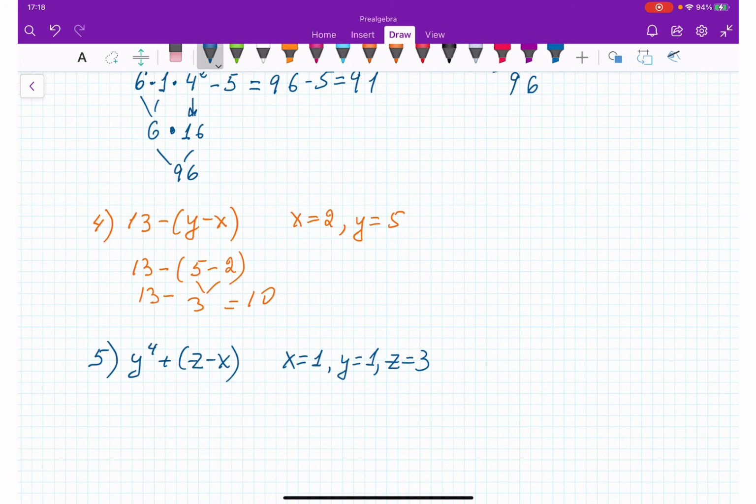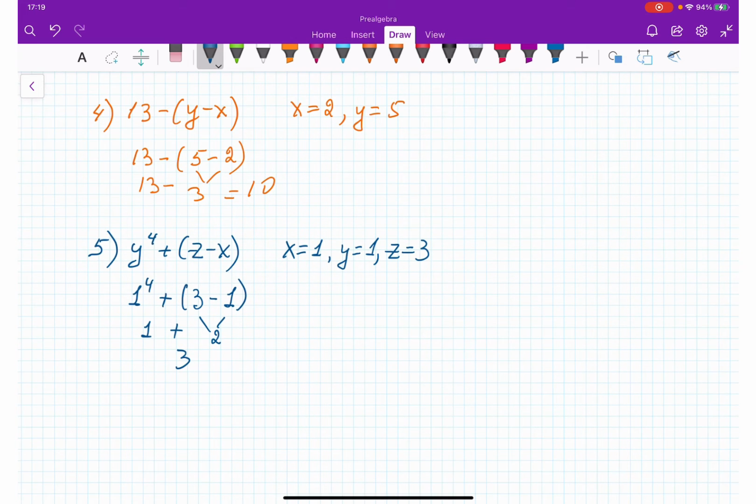Okay, so y to power 4, it's meaning 1 to power 4 plus z is 3 minus x is 1. So what do we get? 3 minus 1 is 2, and 1 to power 4 is 1. So 1 plus 2, the answer is 3. Moving to question number 6.